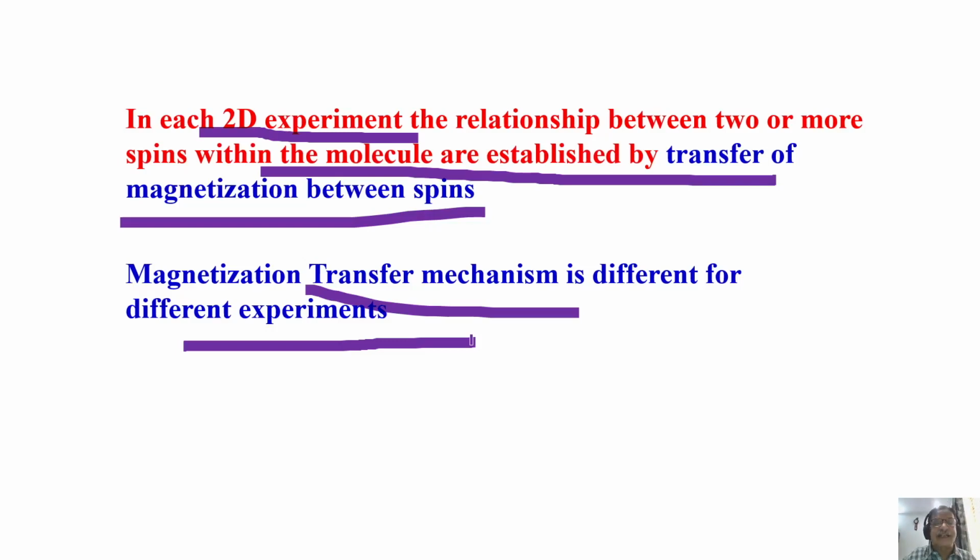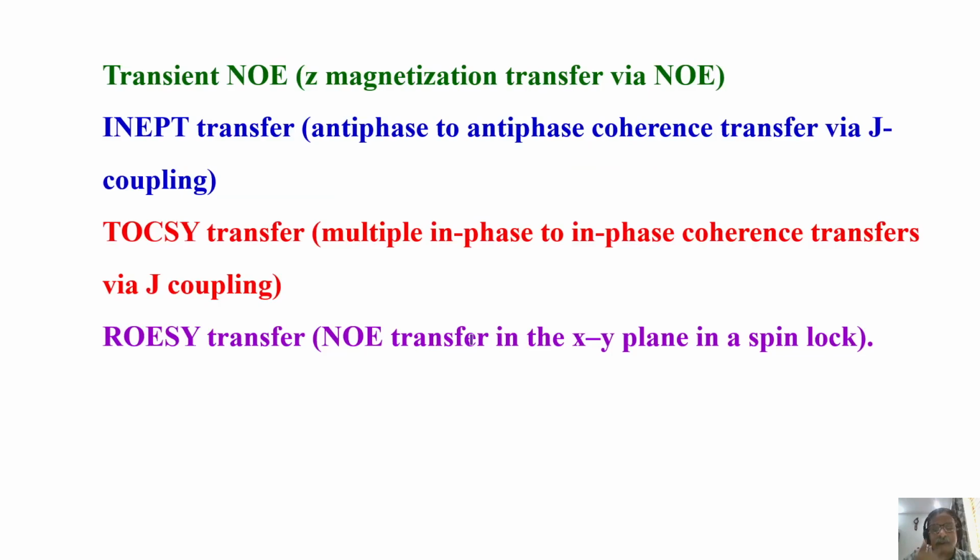You can understand what happens to magnetization, along the x-axis, y-axis, z-axis, whether it is in-phase magnetization or anti-phase magnetization. All those things you can understand by understanding how magnetization behaves with different pulses, different delays, and which direction it is applied. So we can understand the mechanism of transfer of magnetization. In most of the experiments there are various ways, and I'll highlight only 2-3 experiments which you may need.